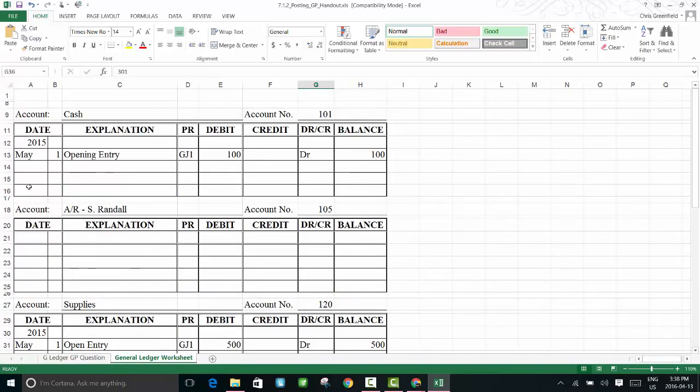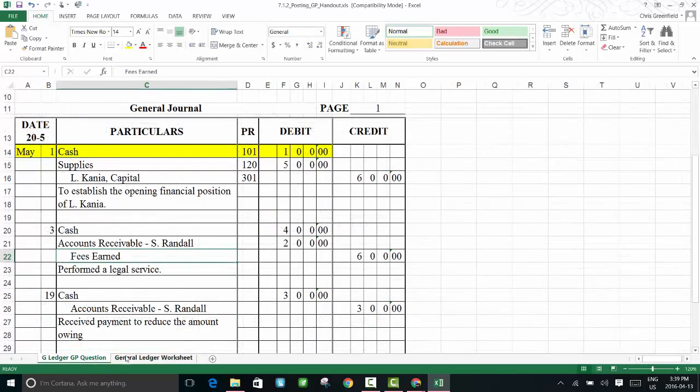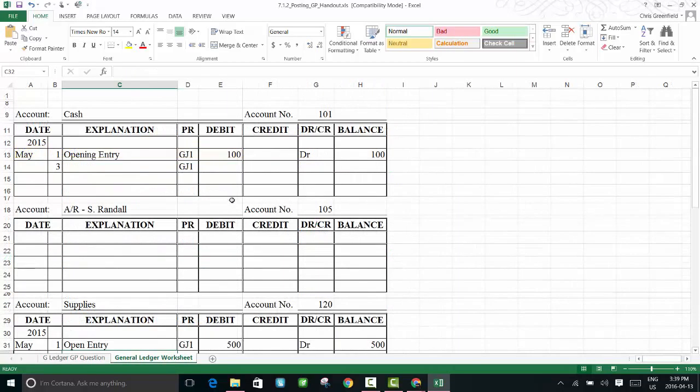So we already have May listed, so we're not going to list it again. We're going to put in our 3 for the 3rd. We're not going to put in any explanation because it's not the opening entry anymore. This is still coming from General Journal page 1. And as you can see, my memory is failing me already. We have, right, a debit for $400.